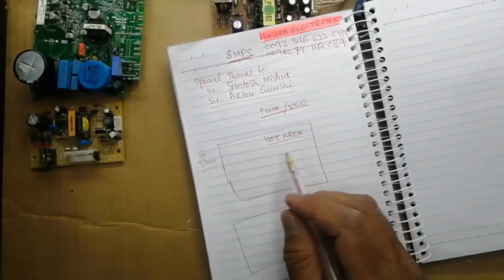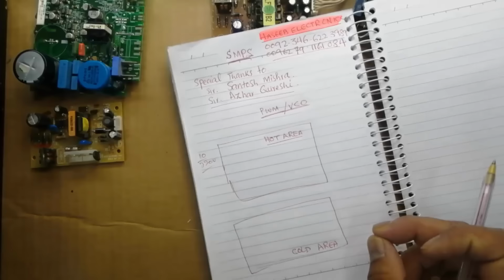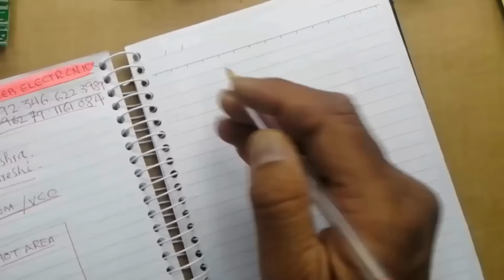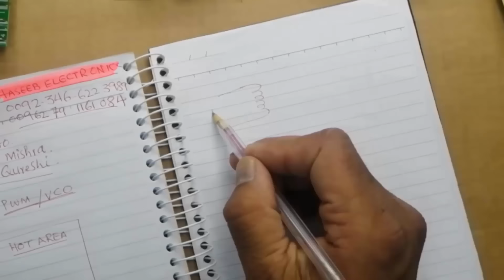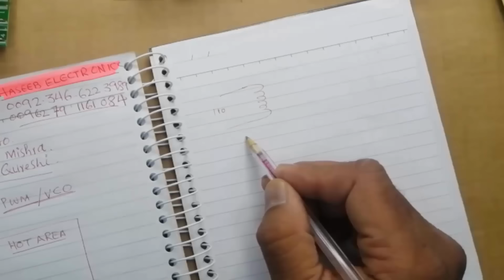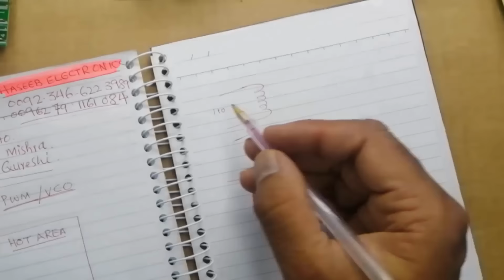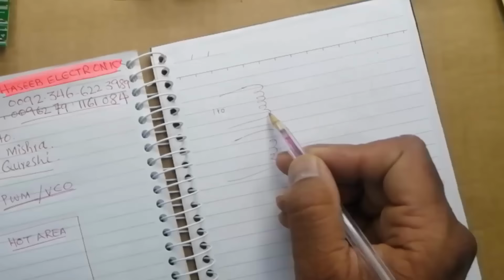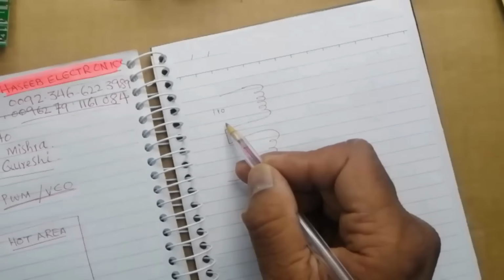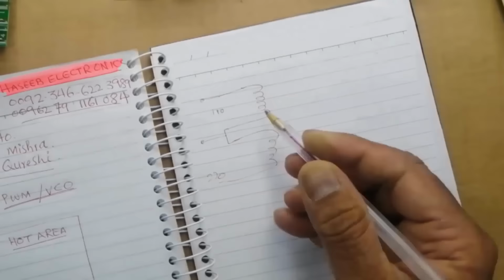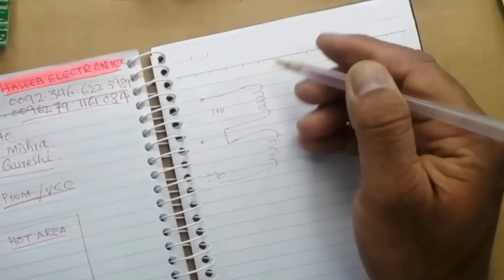In transformer based power supplies, there are transformers and there is a selector switch. You have to select the switch. If we are using 110 volts, then this primary section will work. If we want to use 220 volt, then the transformer windings will be in series for 220 volt. The output will remain the same. Why? It is not part of this video, but it is a concept.